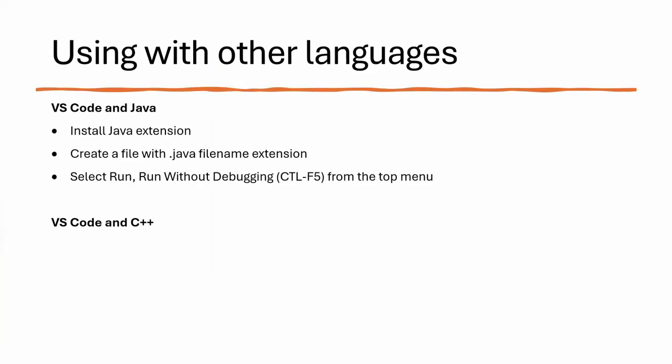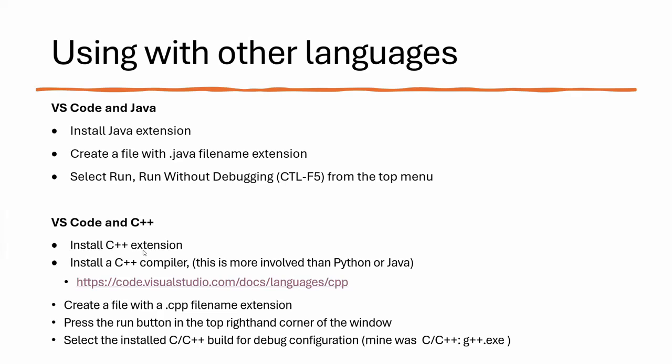So if you want to configure VS Code to work with C++, it's a little bit more involved. It has the same steps, but it's a little bit more involved. First, you're going to install the C++ extension, and then you're going to install a C++ compiler. This is just like the Python interpreter that we had to install first.